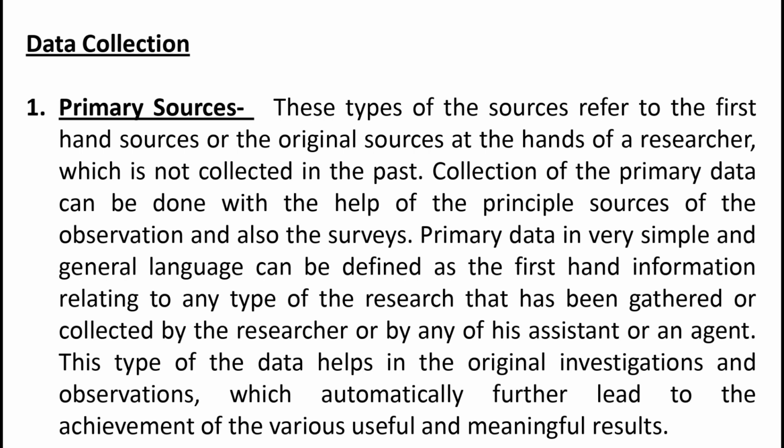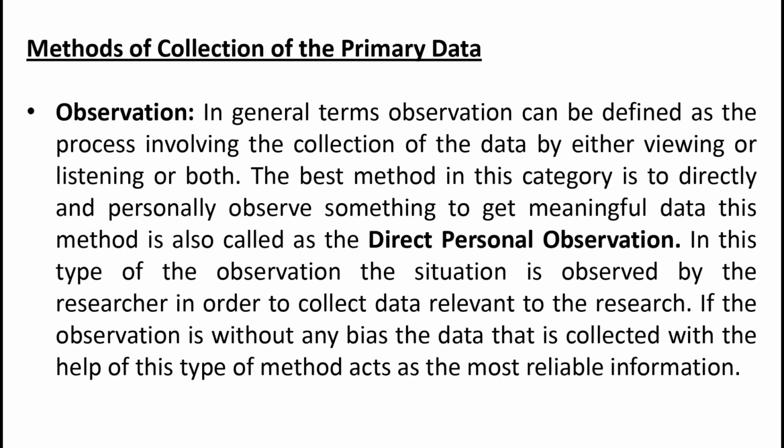Primary data, in very simple and general language, can be defined as the first-hand information relating to any type of research that has been gathered or collected by the researcher or by any of his assistants or an agent. This type of data helps in the original investigations and observations, which automatically further lead to the achievement of various useful and meaningful results. Friends, now there are different methods of collection of the primary data.